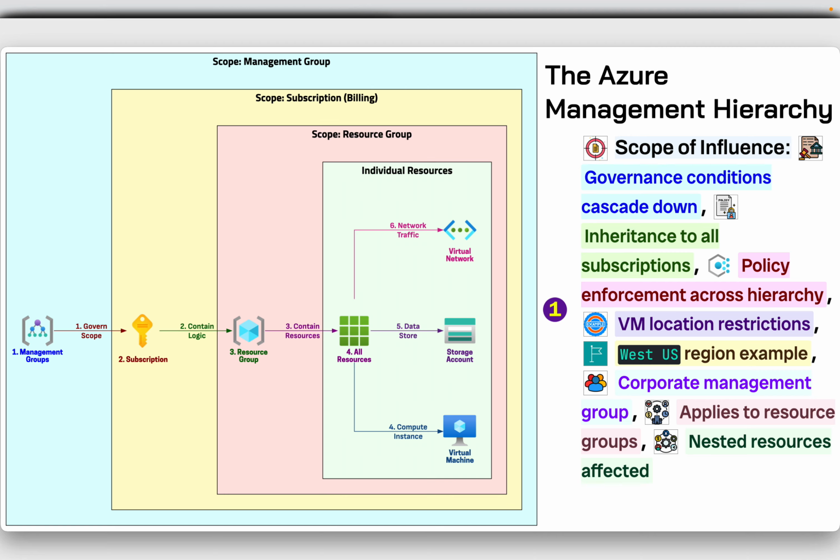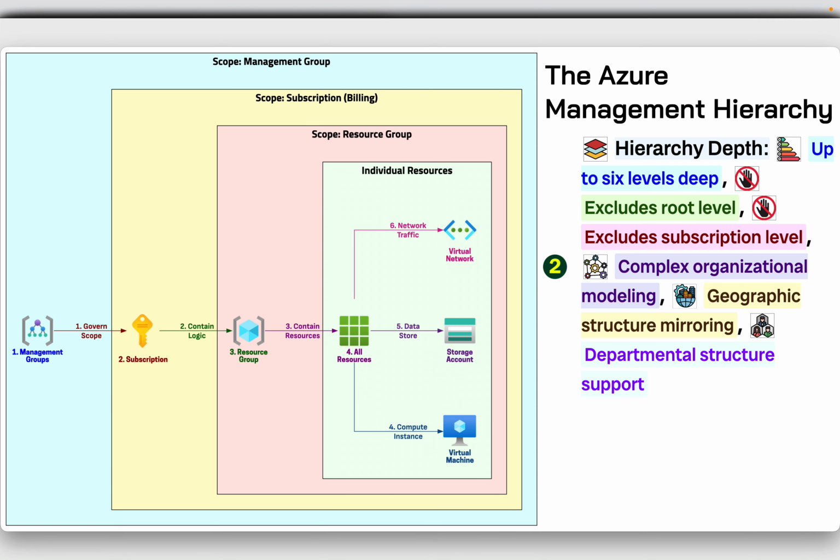The scope of influence is that governance conditions applied at the management group level cascade down by inheritance to all associated subscriptions. So in the root tenant management group, you can either create more management groups or you can create a subscription, and you will get a default subscription also. For example, a policy limiting virtual machine locations to West US applied at the corporate management group will enforce that restriction on every subscription, resource group and resource nested within it. This is how you can create policy at the management group level.